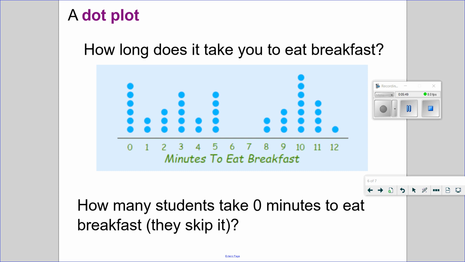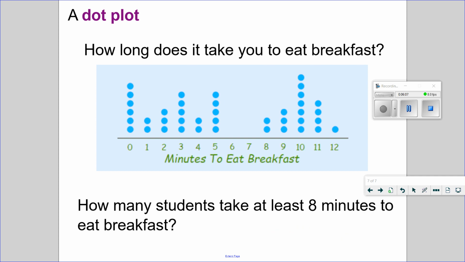How many students take 0 minutes to eat breakfast? They literally skip it, even though breakfast is considered the most important meal of the day. It's the fuel that gets you started, especially for school, to get the energy going. So 6 students skip breakfast. How many students take at least 8 minutes to eat breakfast?